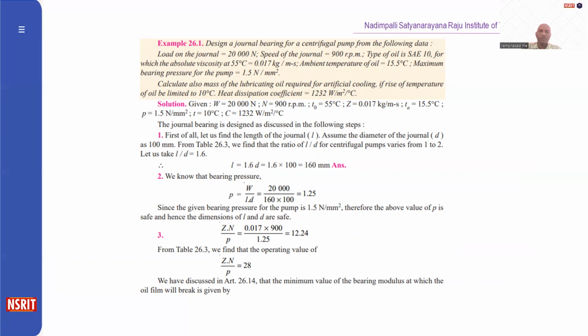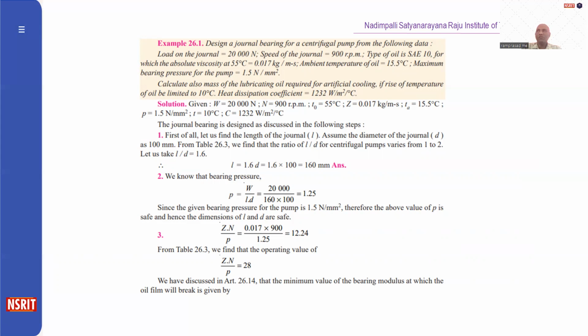The maximum bearing pressure for the pump is equal to 1.5 Newton per mm square. Calculate also the mass of the lubricating oil required for artificial cooling if the rise of temperature of the oil is limited to 10 degrees centigrade. Heat dissipation coefficient is equal to 1232 watt per meter square per degree centigrade.